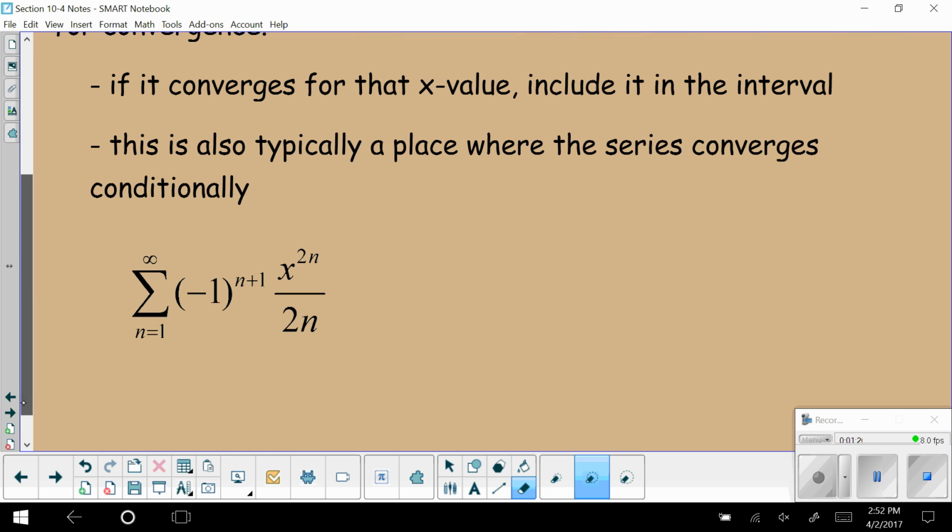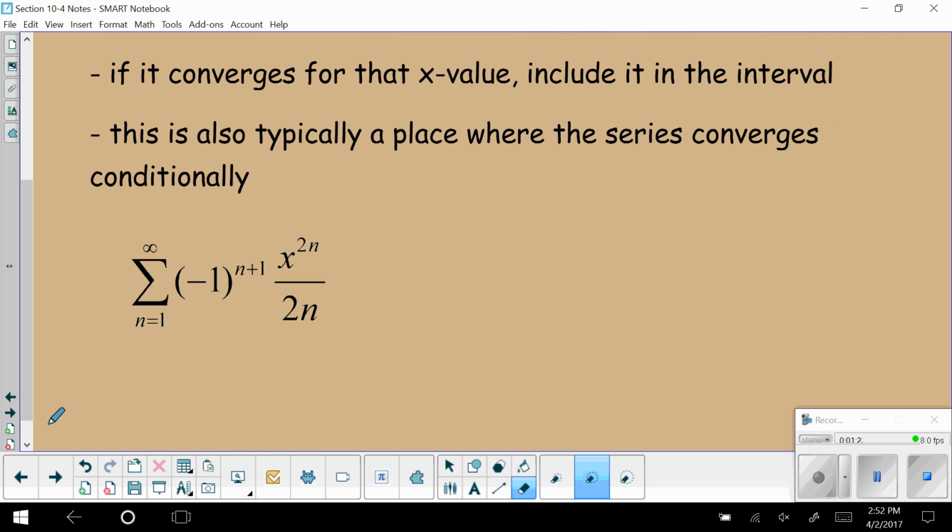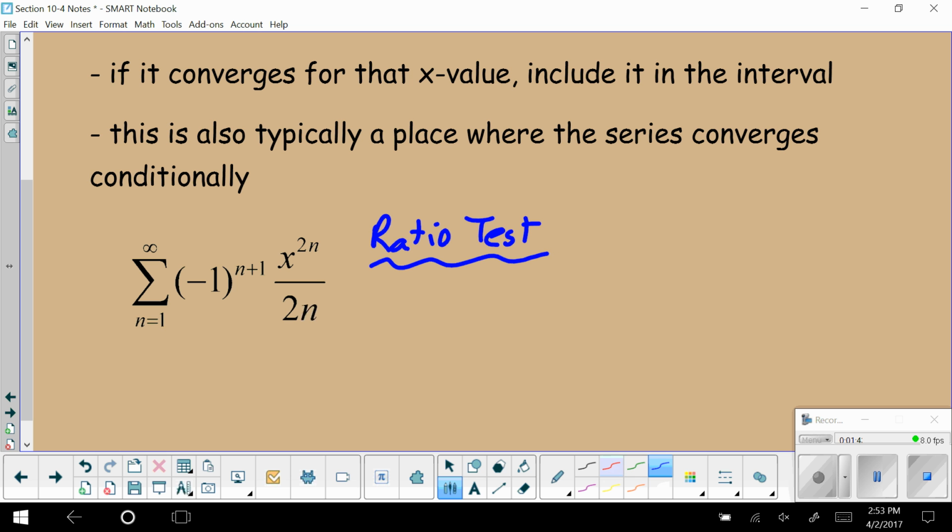So, for example, let's look at the series from 1 to infinity of (-1)^(n+1), which tells me it's alternating, times x^(2n) over 2n. To find the interval of convergence, I start with the ratio test, because that's our only test that will find an interval of convergence for us. I'm going to do the limit as n goes to infinity of the absolute value of the n plus first term. Because I'm doing this absolutely, I don't need the alternating part, since the absolute value makes it 1.